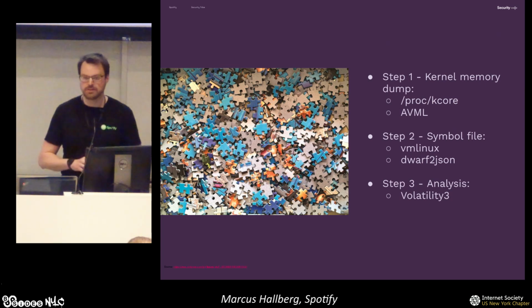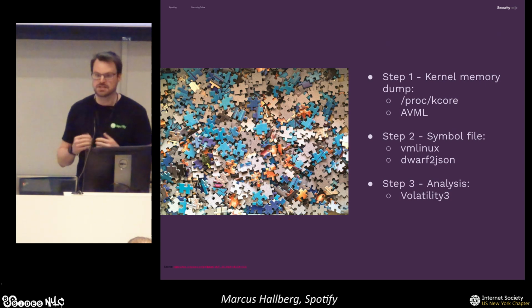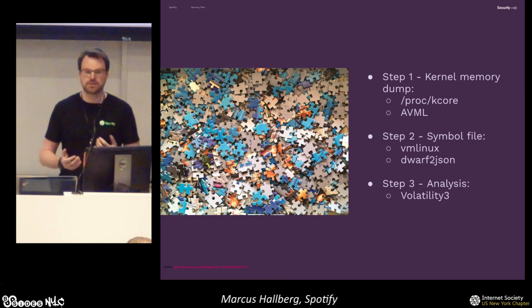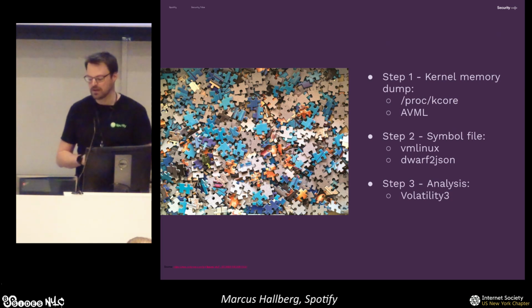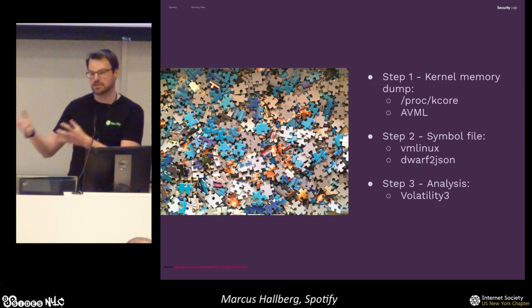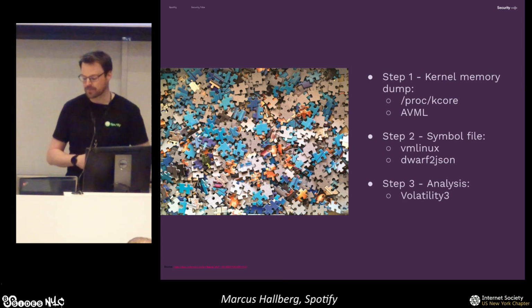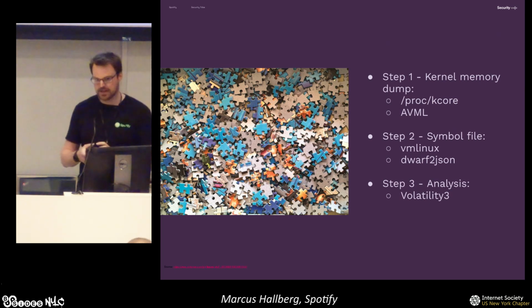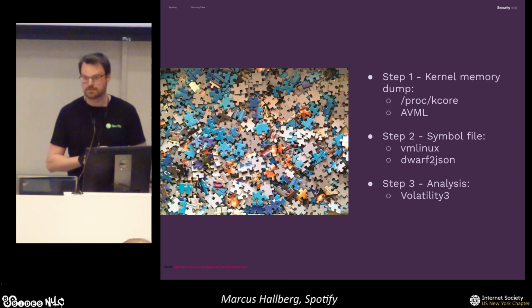Secondly, once we have the kernel memory dump, we need to build a symbol file to interpret that memory dump so we can understand what is actually happening inside. In order to do that, we need a VM Linux file, which is essentially the unencrypted binary of the kernel itself. So that is basically our map to understand what is happening inside of the kernel using the kernel memory dump that we have. Step 3, we're going to put all of this together using a tool called Volatility 3.